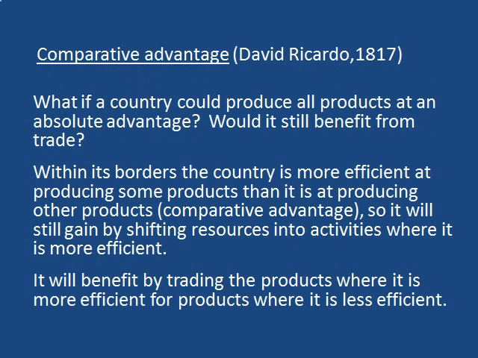The next theory of international trade is called comparative advantage, presented by David Ricardo in 1817. And he addressed the question, what if a country could produce all products at an absolute advantage? Would it still benefit from trade? Well, within its borders, the country is more efficient at producing some products than it is at producing other products. Comparative advantage. So it will still gain by shifting resources into activities where it is more efficient. It will benefit by trading the products where it is more efficient for products where it is less efficient.